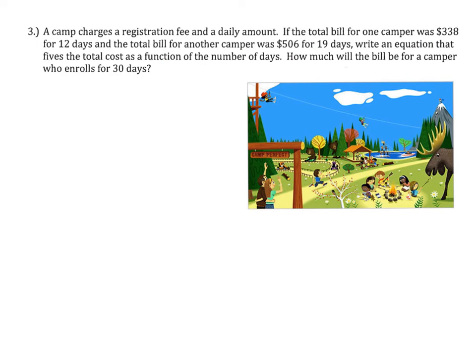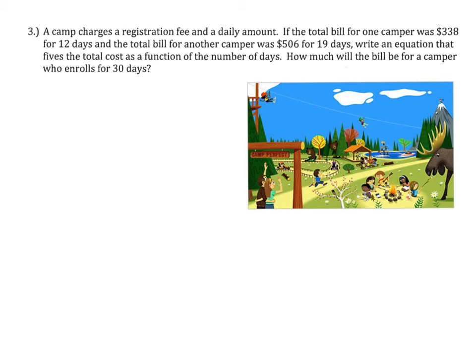All right, let's take a look at our final example. A camp charges a registration fee and a daily amount. If the total bill for one camper was $338 for 12 days, and the total bill for another camper was $506 for 19 days, write an equation that gives the total cost as a function of the number of days. How much will the bill be for a camper who enrolls for 30 days?